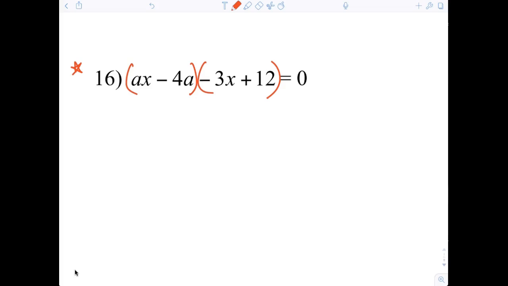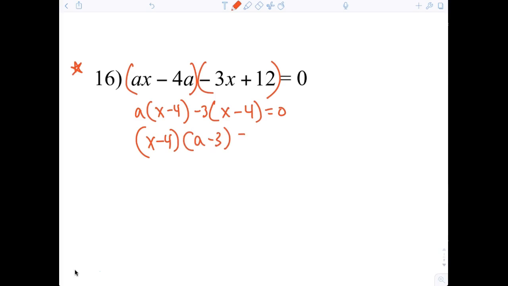For the first one, I can factor out an x. When I factor out an x, I get x minus 4. Well, the next one I'm going to factor out a negative 3. Remember, when you factor out a negative 3, you change the signs. So this becomes x minus 4. And then x minus 4 times x minus 3. And so x could be 4, or x could be 3.